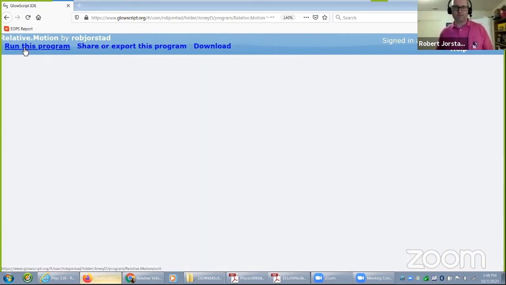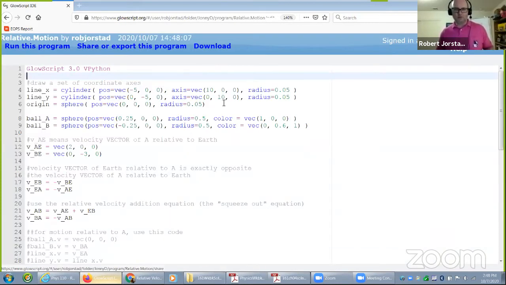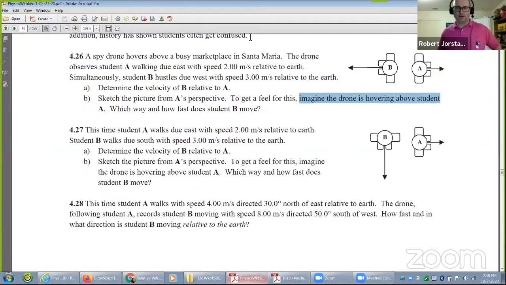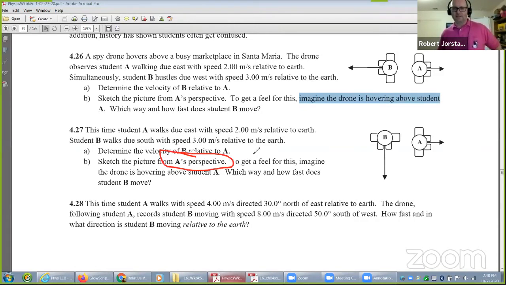All right, so let's get back out of there. Where were we here? Let's see if we've killed that problem off. So hopefully this is giving you an idea. From A's perspective here, oh, whoops, I'm on the white. Sorry. From A's perspective, that just means relative to A. Okay. All right.